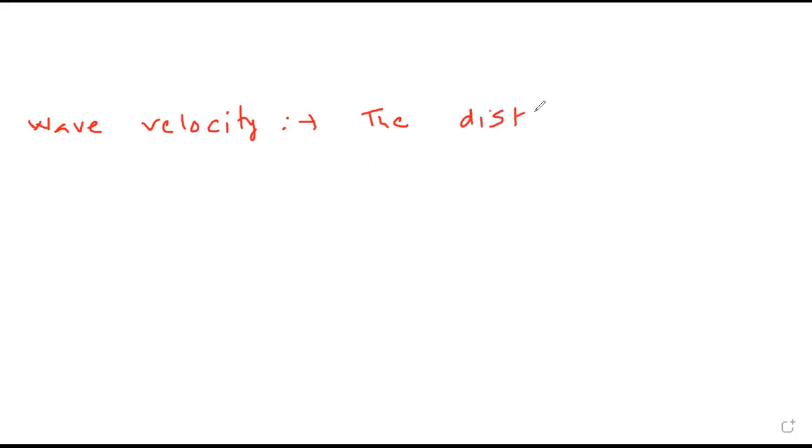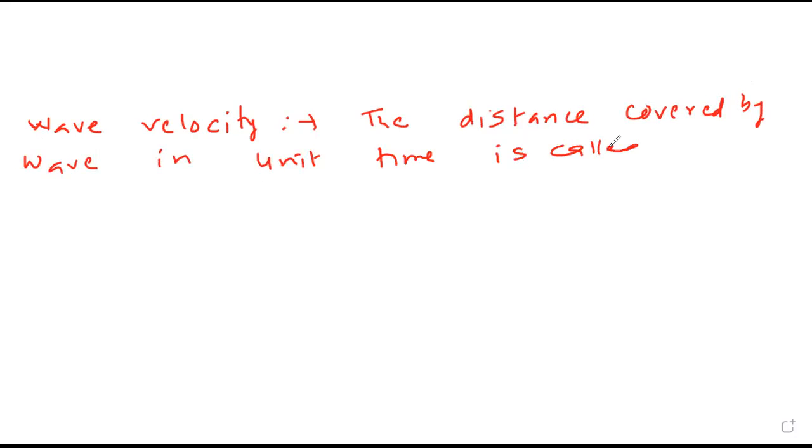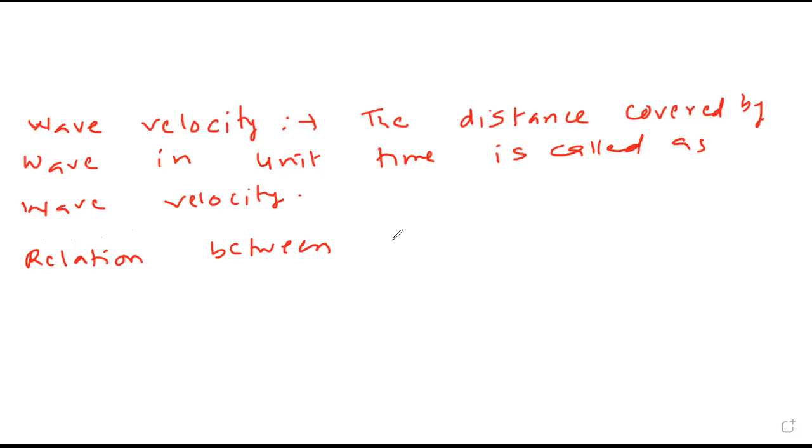The distance covered by a wave in unit time is called wave velocity. The distance covered by wave in unit time is called wave velocity. Relation between velocity, frequency, wavelength.